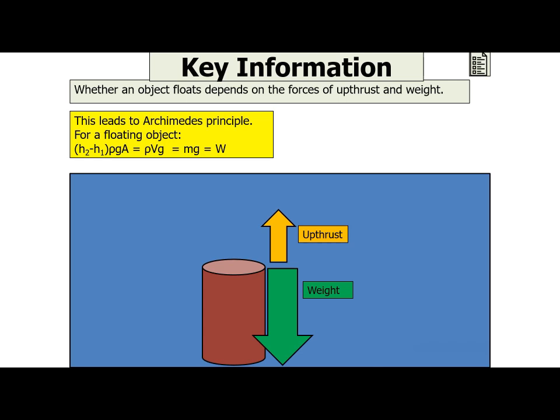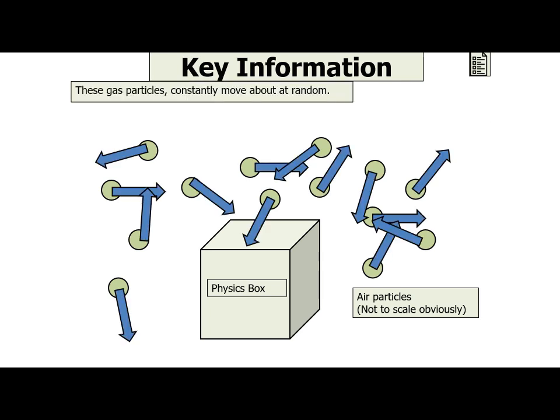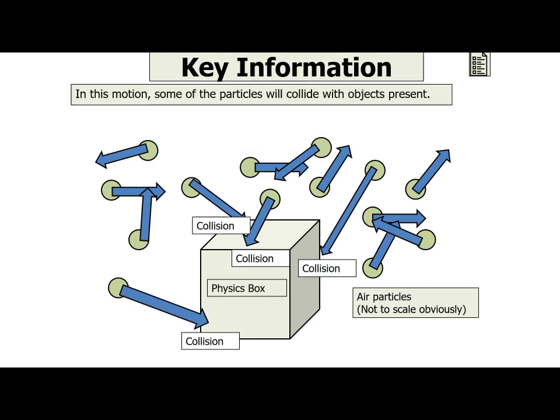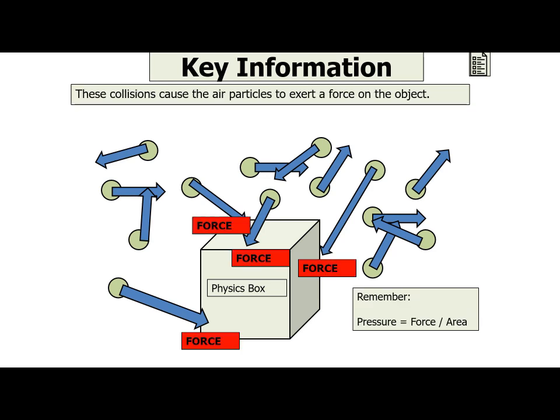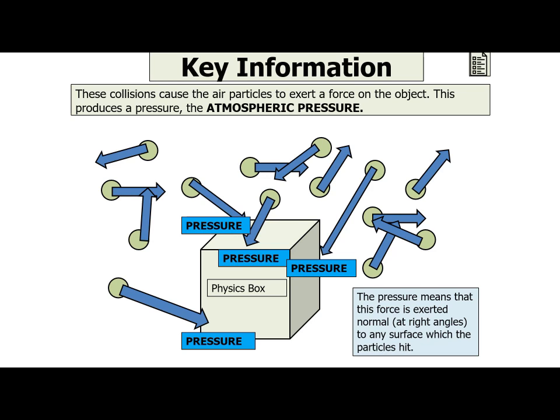Now let's just quickly look at the idea of air pressure. Now if you live in the atmosphere of the Earth, you're constantly surrounded by the particles of the air. Now these gas particles constantly move about at random. The air is a fluid as it can flow since the particles are able to move around. Now in this motion, some of the particles will collide with the objects present. And when they do this, these collisions will cause a force to be exerted on those objects. This produces a pressure which we call the atmospheric pressure. Now the pressure means that the force is exerted at right angles to any surface which the particles hit.